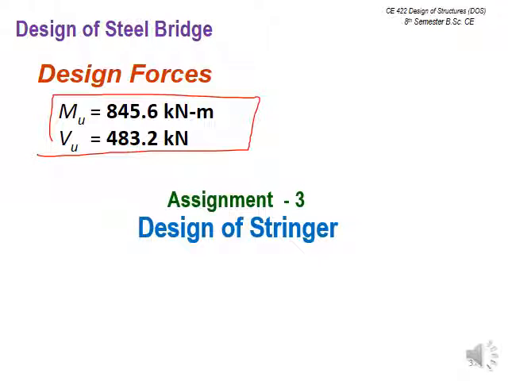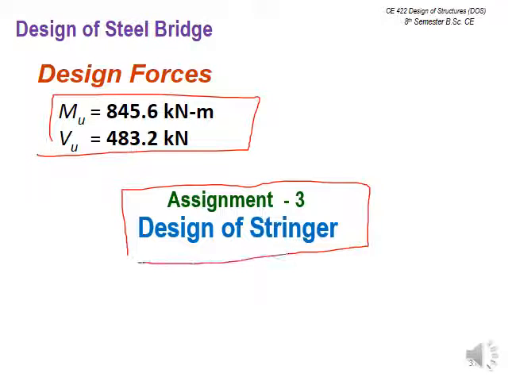So your assignment number 3 is you have to design the stringer for your example number 9.2. For example 9.2 you have to design your stringer with this MU and with this VU. So beam design, this is your assignment number 3.